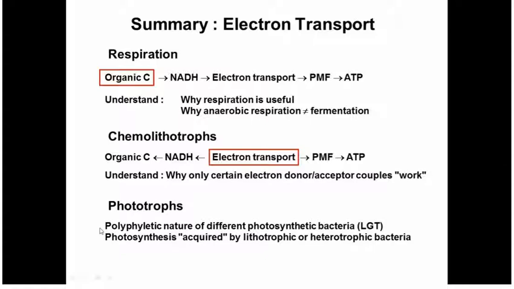And for phototrophs, for photosynthetic eubacteria, they are polyphyletic. They do not have a common origin. And the explanation is lateral gene transfer. And it kind of makes sense because in each case, the acquisition of photosynthesis by these different groups seems to be adding an advantage onto a pre-existing type of metabolism. So it's adding on to a lithotroph or adding on to a heterotroph.